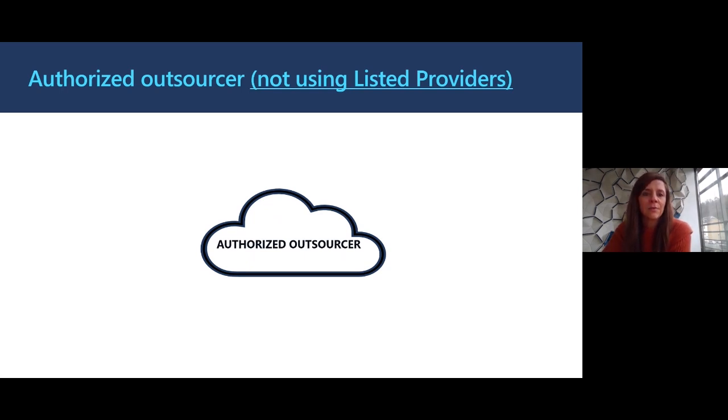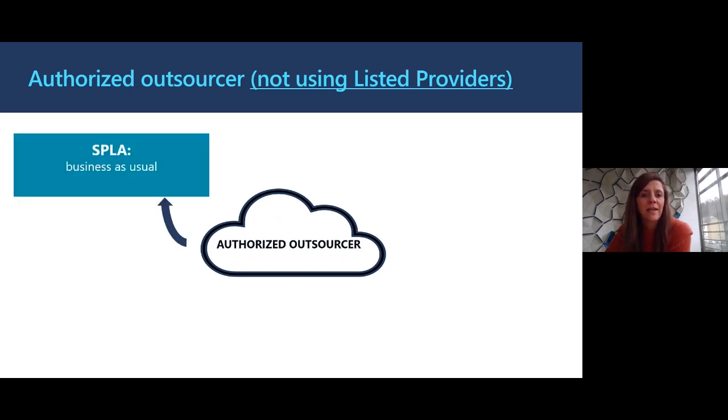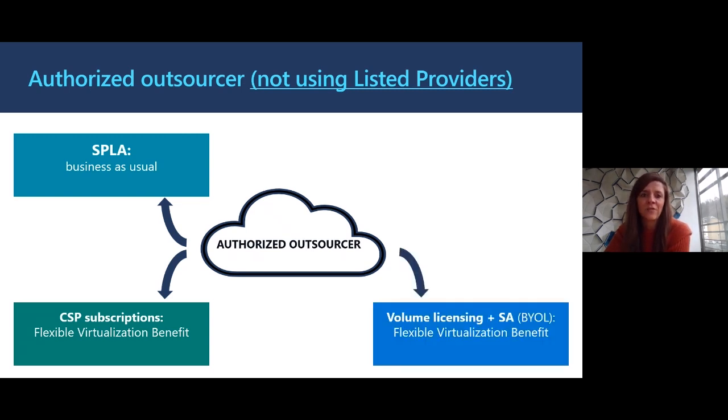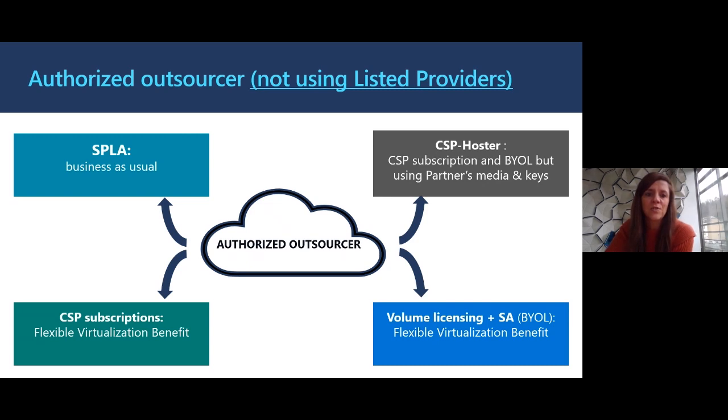This is the view that shows you what options you have when you are an authorized outsourcer who is of course not using the listed providers' environment. As you know, these are excluded. So you can use SPLA, that is business as usual. You can use CSP subscriptions, as you have seen. This is called flexible virtualization benefits. You can use volume licensing with Software Assurance, also called flexible virtualization benefits. And some of you today can sign up for CSP-Hoster.